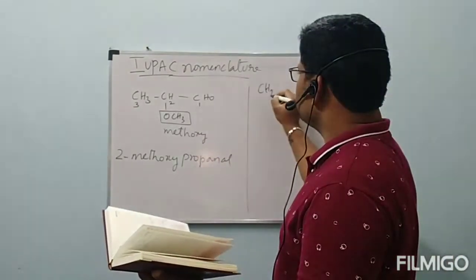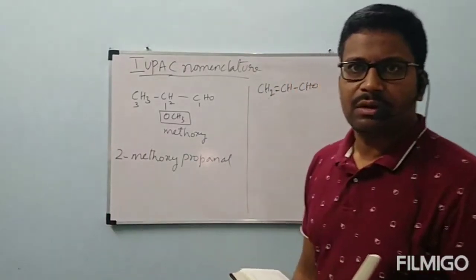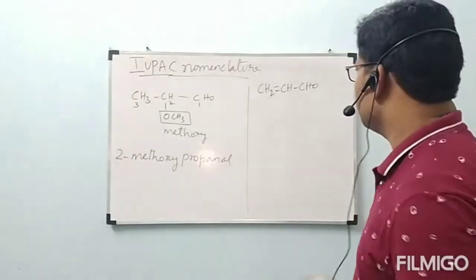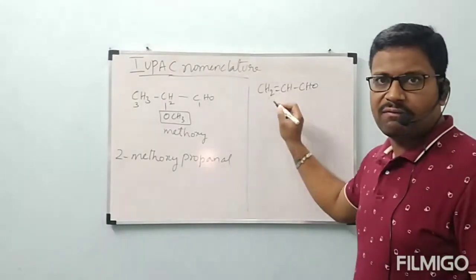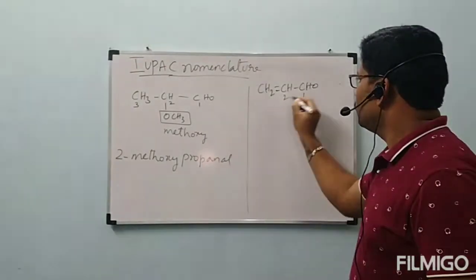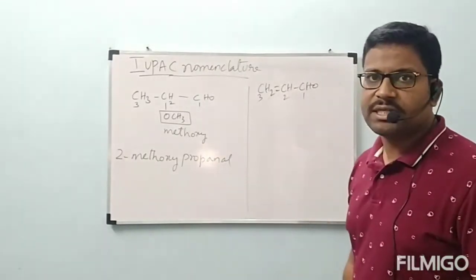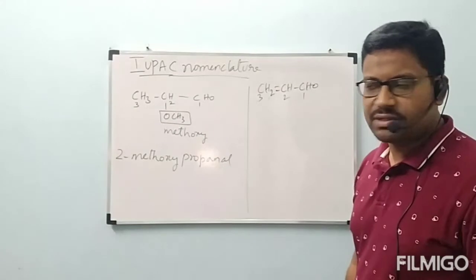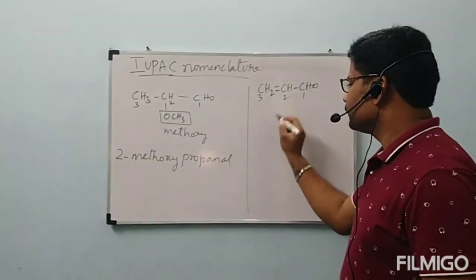Next, CH2 double bond CH, CHO. What about this compound? Out of CHO and double bond, functional group is CHO, it should get least number. Then 1, 2, 3, 3 carbons. But here C double bond C is there. Observe that one. That is unsaturated. So 3 carbons parent chain.